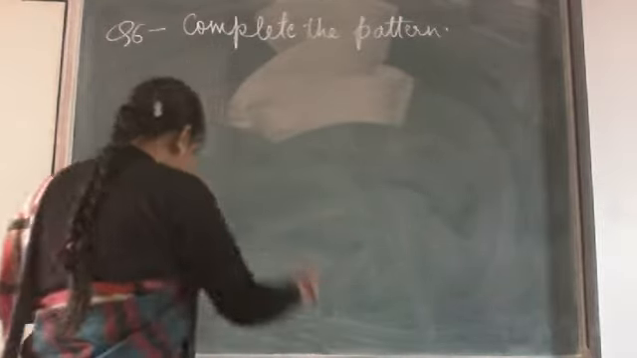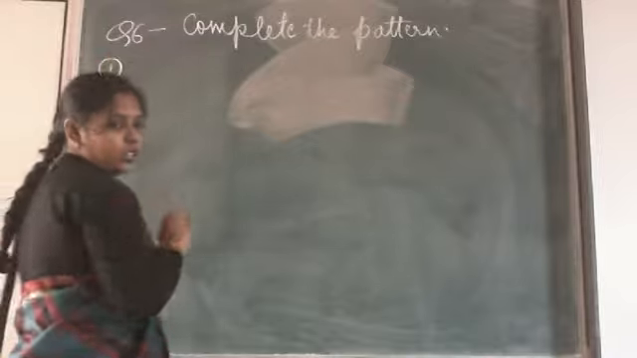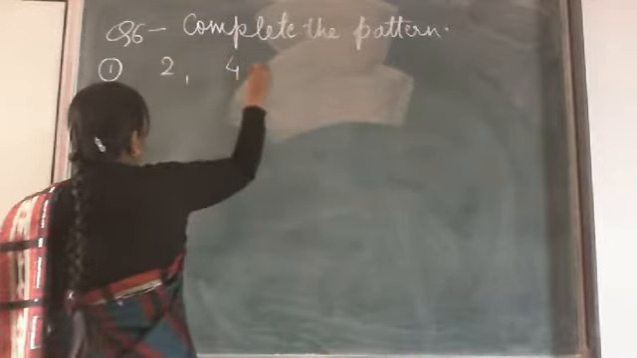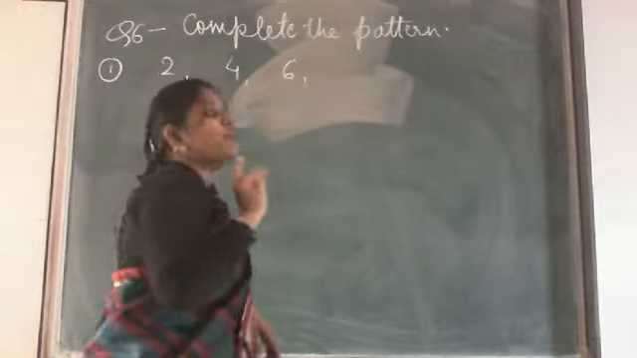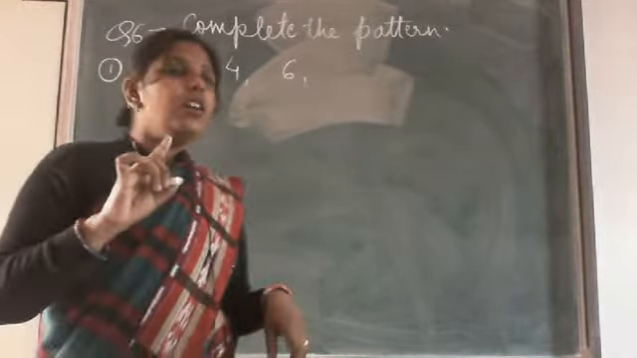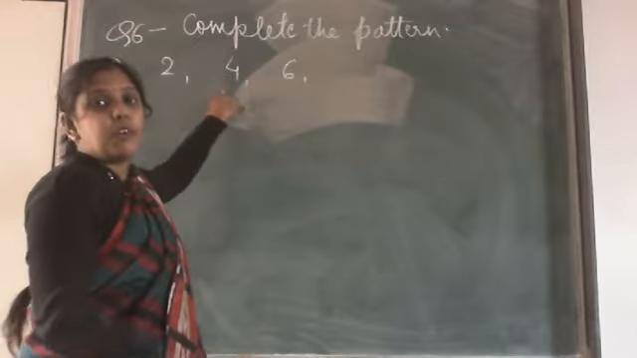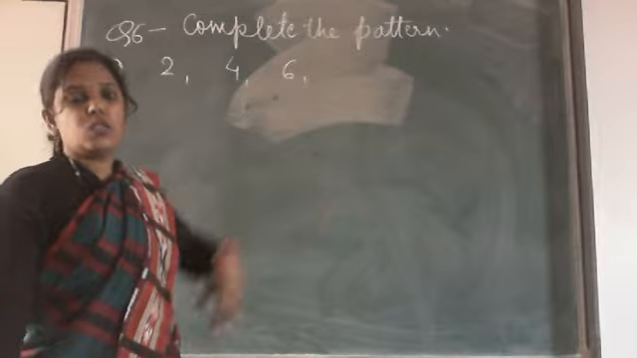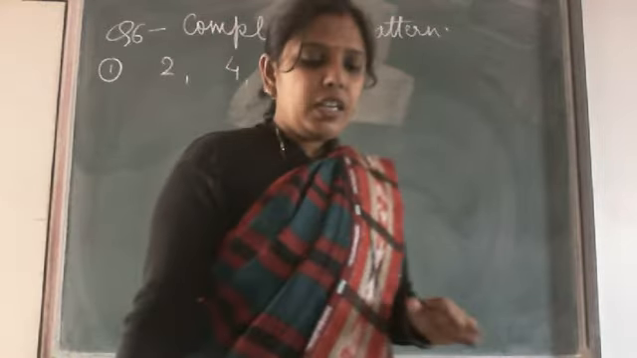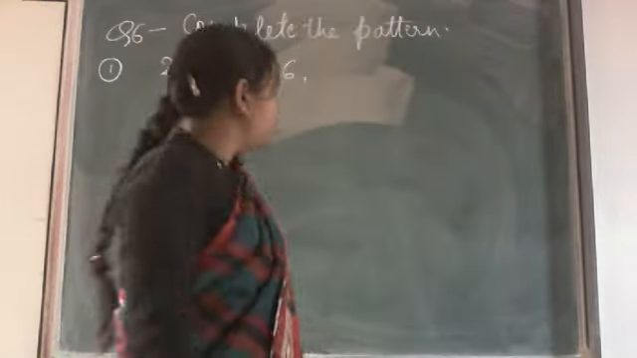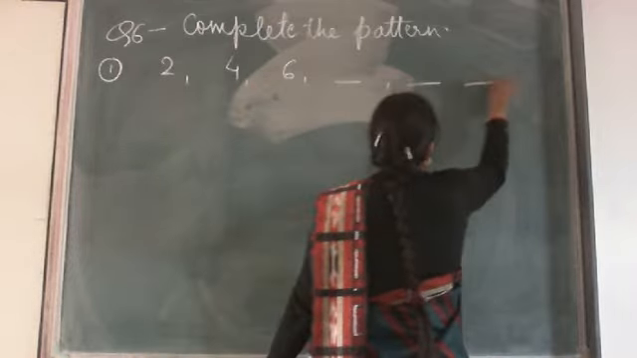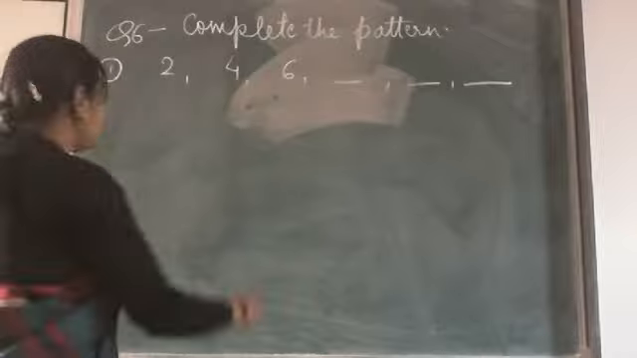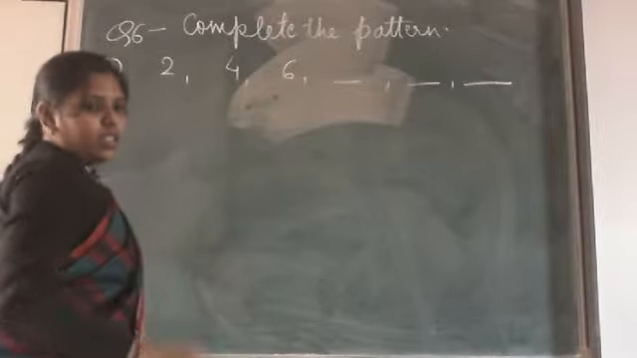So write 1: 2, 4, 6. You skip one box after writing one number. Suppose you have written 2, then skip one box, then write 4, then again skip one box, then write 6. So it will be neat and tidy for you. Now dash, dash and dash. Make 3 boxes empty.